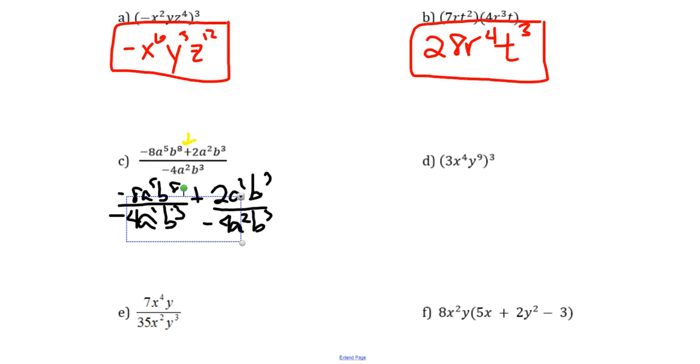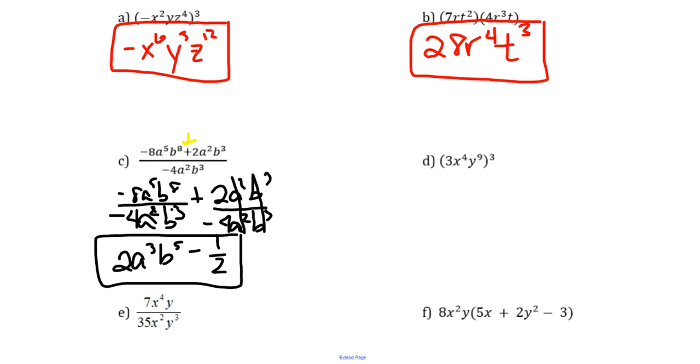So simplifying each of those terms now, sorry it's a bit messy, I've got negative 8 and negative 4, that's going to reduce to a 2. And then a to the fifth divided by a squared, that's going to give me a to the third. And b to the eighth divided by b to the third, we subtract those exponents, we get b to the fifth. So that's that first term. Second term, the b to the thirds are going to cancel, the a to the seconds are going to cancel, and all we're left with is a 2 over negative 4, which reduces to negative 1/2.